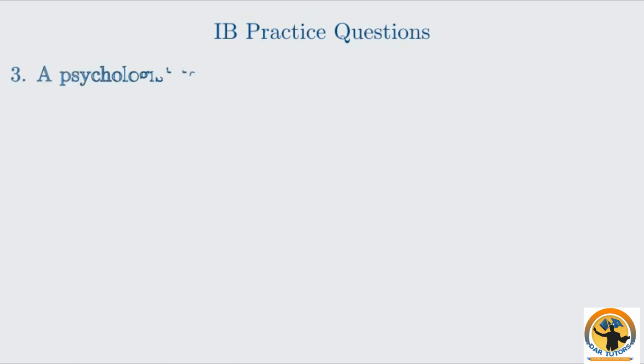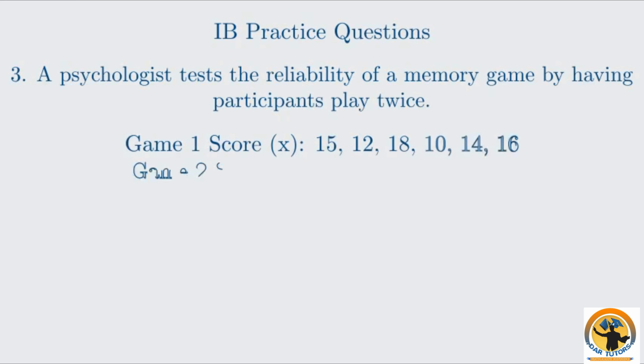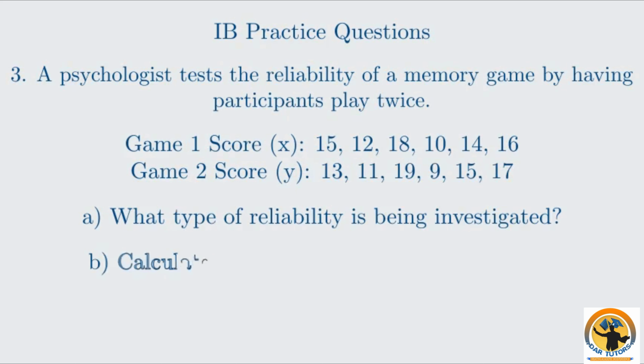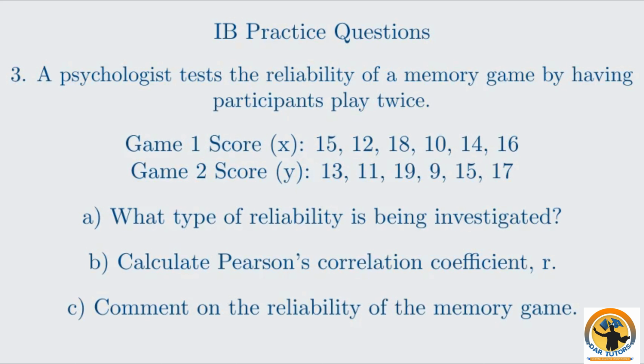Question 3. A psychologist conducts an experiment to test the reliability of a memory game. Each participant plays the game twice, Game 1 and Game 2, and their score is recorded. Pause the video and work on this question. Here is the solution. For part A, since the same test is given to the same participants at two different points in time to check for consistent scores, this is a test of test-retest reliability.